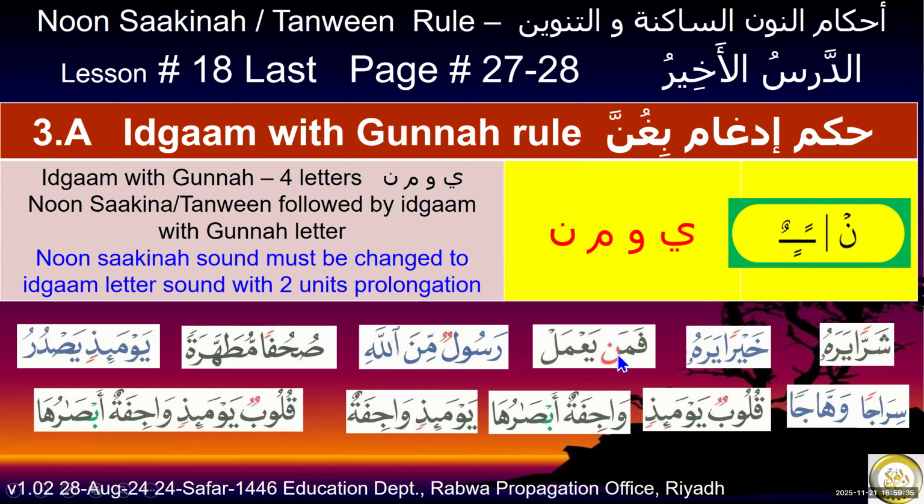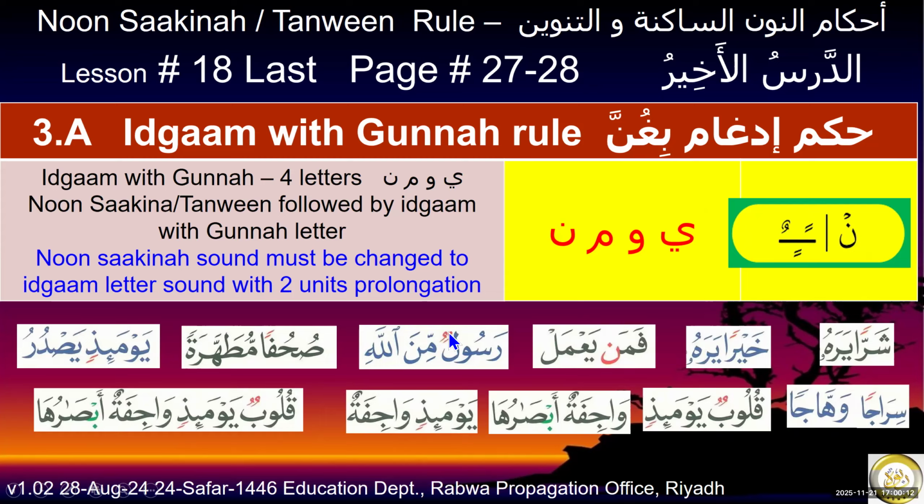Khairayyarahu. In case of noon sakina, the technique is: ignore the noon, make the bridge between the haraka of the preceding letter and the following idgham letter. The preceding letter of noon sakina is meem, having fatha on it. This fatha has to jump to the idgham letter, ya. Meem fatha ya sukun may. The noon you are completely ignoring. Mayyamal.